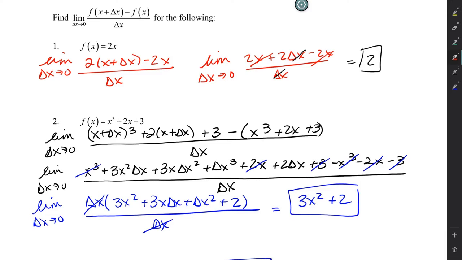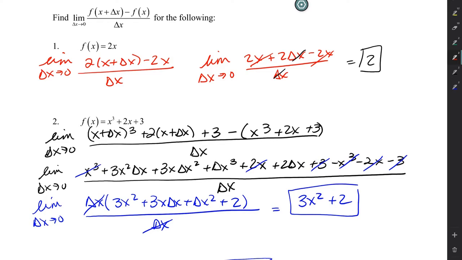The first example was f of x equals 2x. So I'm going to replace the x with x plus delta x. When I distribute, I'm left with 2x plus 2 delta x minus 2x divided by delta x. The 2x's cancel, the delta x's can cancel, so I'm left with 2, and that would be my slope, which makes sense because f of x would be a line with a slope of 2.